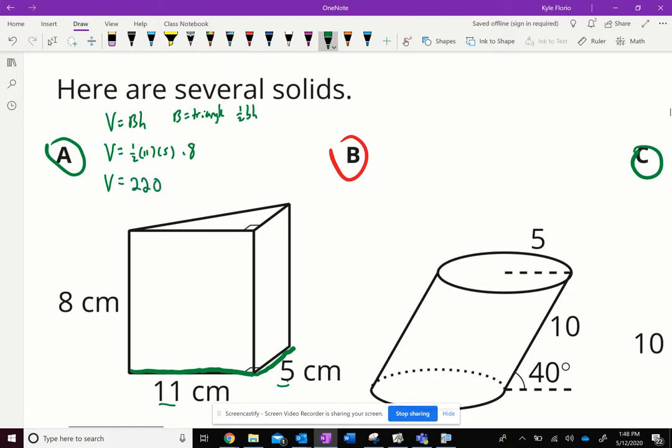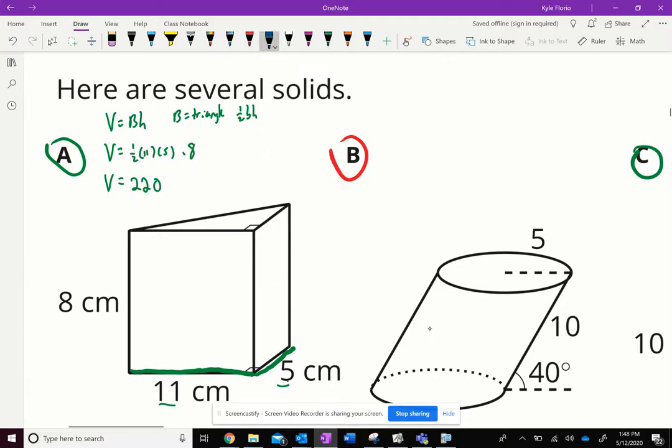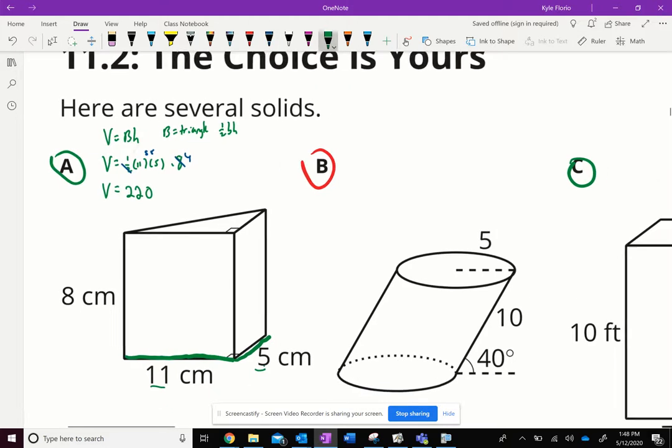Okay. So yeah, what I just did is the 8 divided by 2 is a 4, 11 times 5 is 55, 55 times 4 is 220. So that's how I did it mentally, but you can do it in a calculator, that's fine.